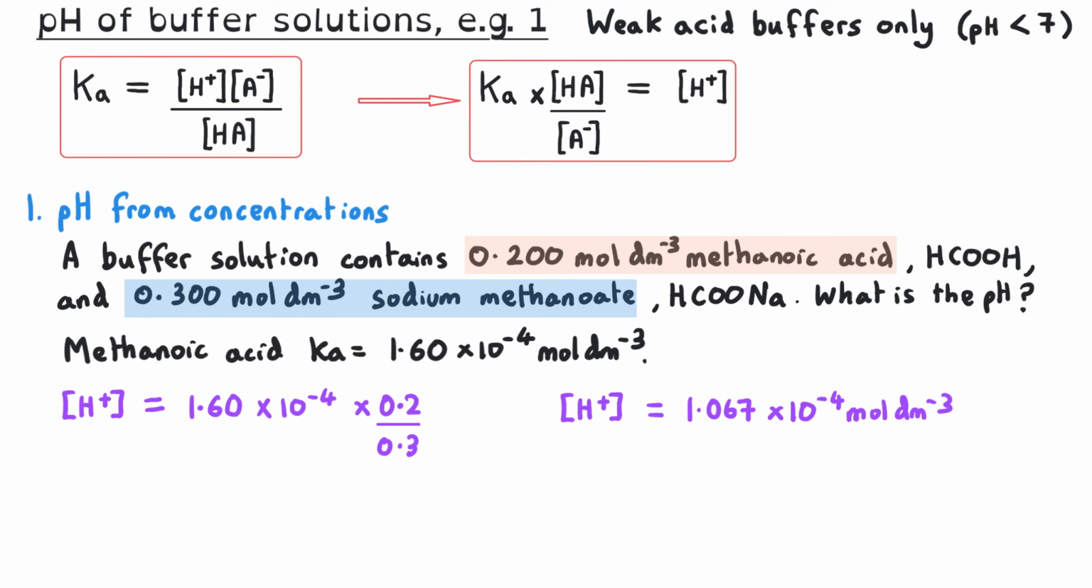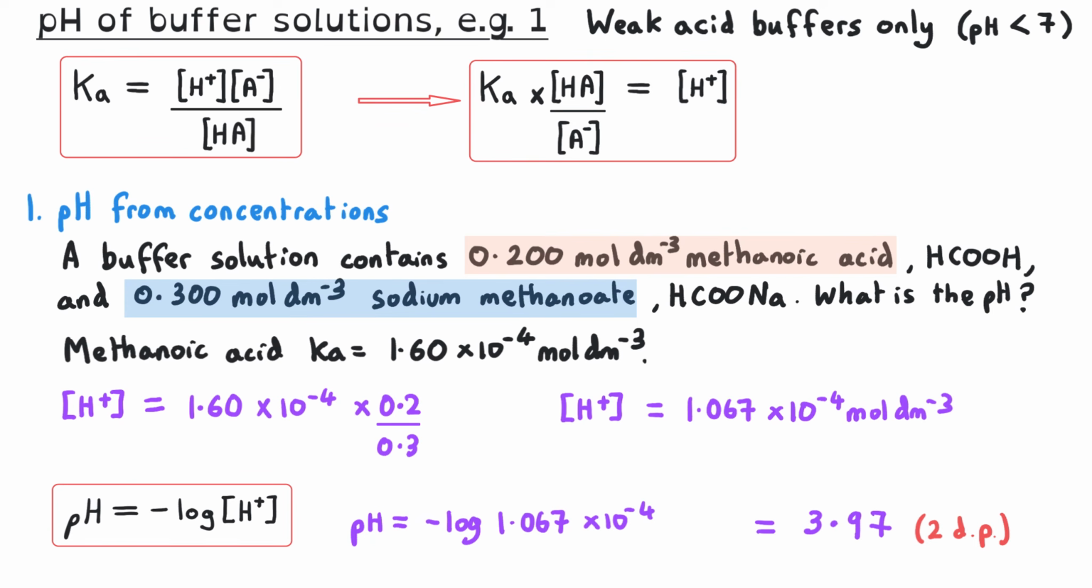And then we get an H plus concentration of 1.067 times 10 to the minus 4 moles per decimeter cubed. And since we've been asked to find the pH, we need to then take the negative log of this hydrogen ion concentration, and we get a pH of 3.97 to 2 decimal places.